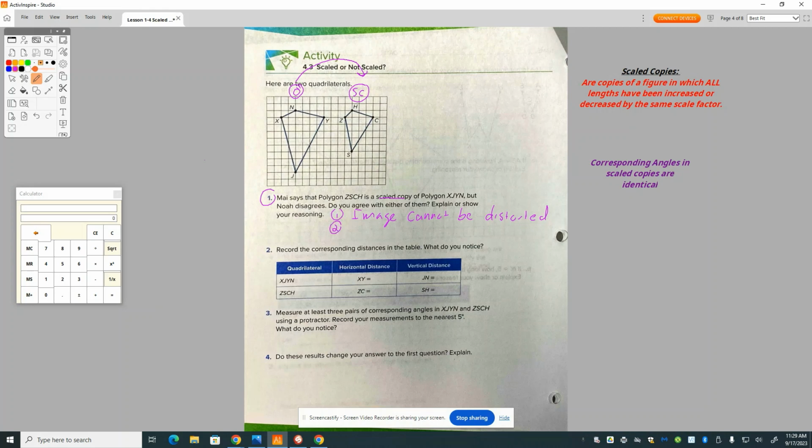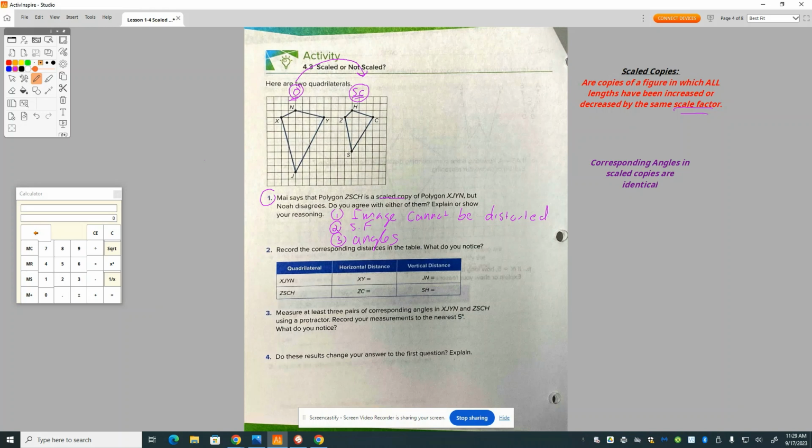Now, a second thing that has to happen is that there has to exist a scale factor by which all the corresponding distances have been multiplied, so that my scaled copy distances equal my original. So I know that there has to exist some type of scale factor. The third thing that I know is that the corresponding angles in scaled copies are identical. So that means that the corresponding angles of the original have to have the exact same measure as my scaled copy. To be honest with both of them, I don't know if they're scaled, but I do know what I can do to check to see if it's a scaled copy or not.